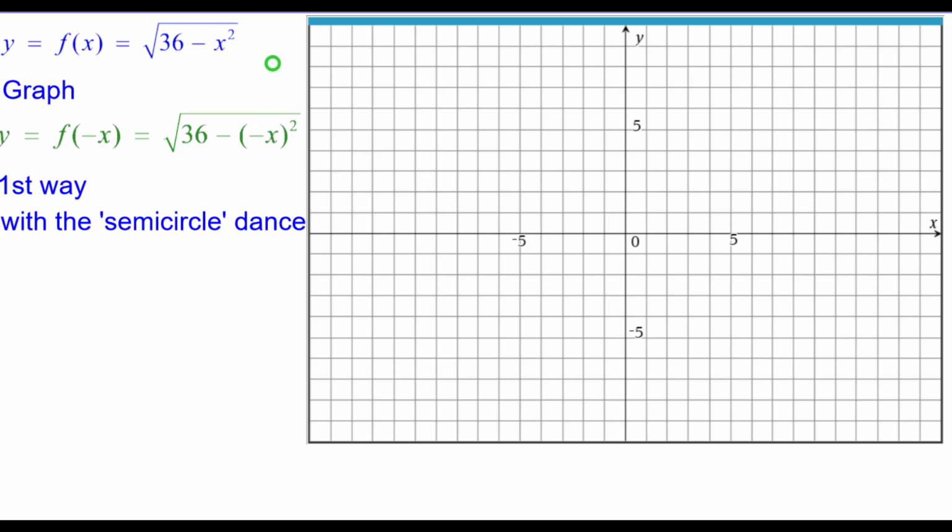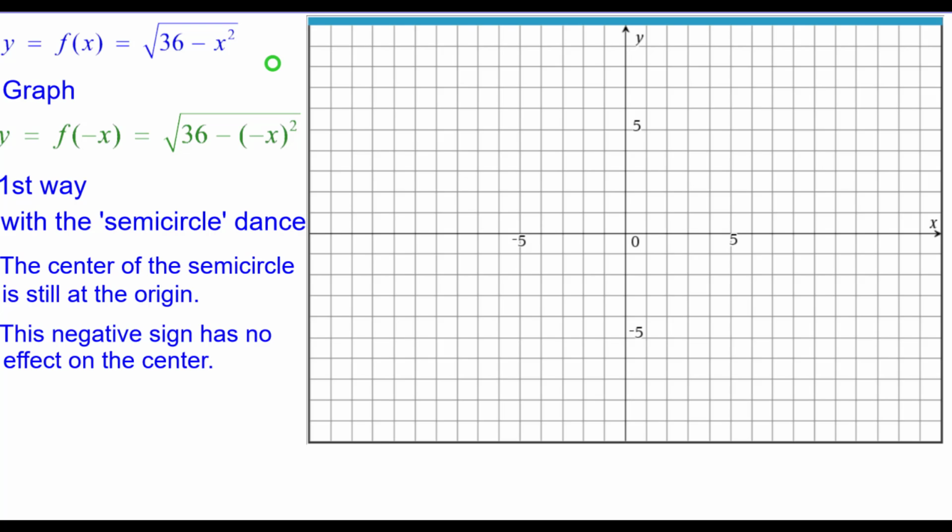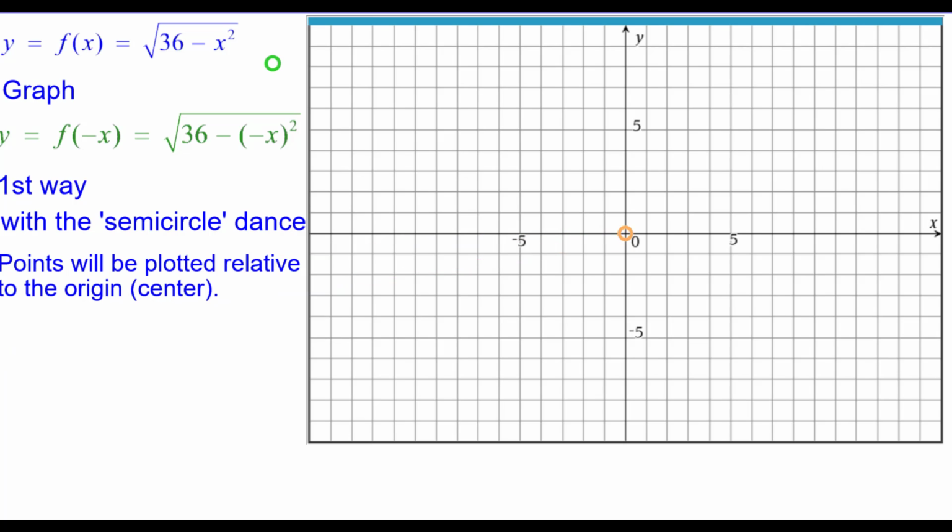The first way is with the semicircle dance. The center of the semicircle is still at the origin because the negative sign has no effect on the center. Points will be plotted relative to this origin, or to this center. And we'll start off by realizing r squared is equal to 36. It's right there in the equation.